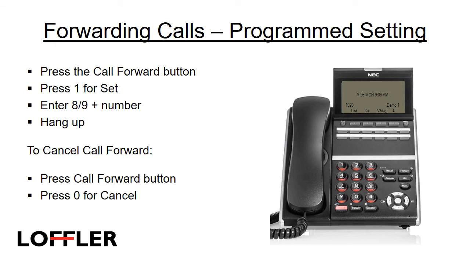If you have a programmed forwarding button, press the call forward button. Press 1 for set. Dial your trunk access code 8 or 9 and then the number that you would like your calls forwarded to. Then hang up. To cancel the call forward, press the call forward button and press 0 to cancel.